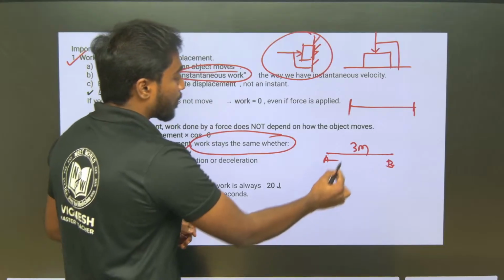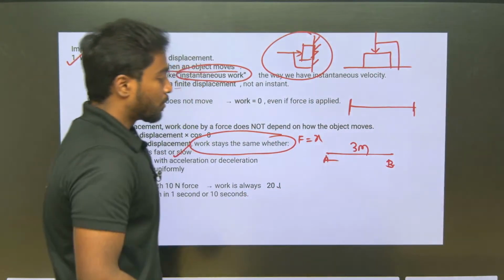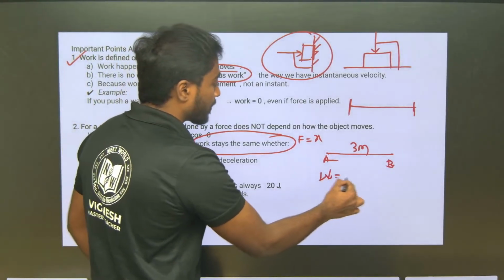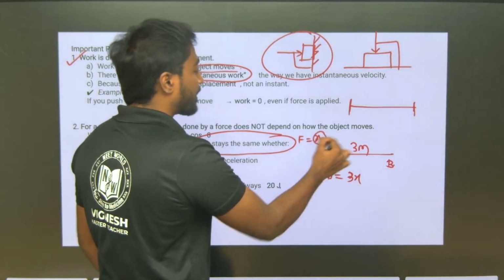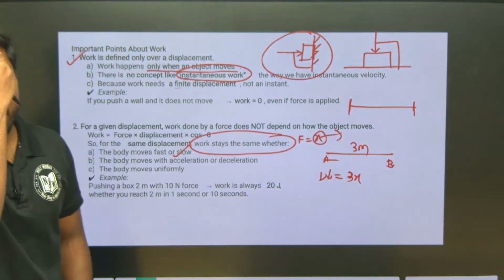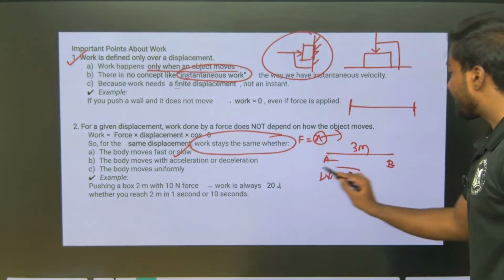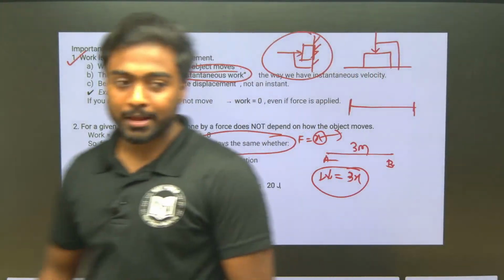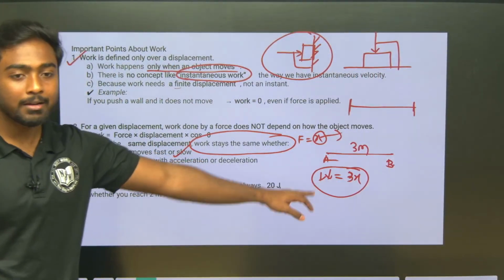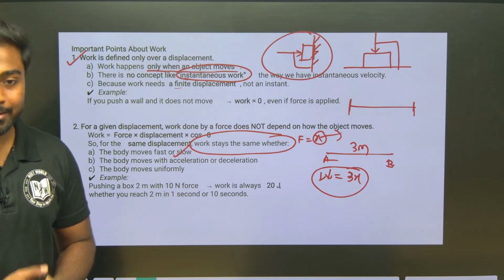So if I talk about force X, the work done will be 3X. X is anything, any number we can consider, like 1 Newton, 2 Newton, 3 Newton, etc. The work done will be the same whether it takes 1 hour, 2 hours or 1 day, the same amount of work will be done, right. So it doesn't depend on how much time has been taken.